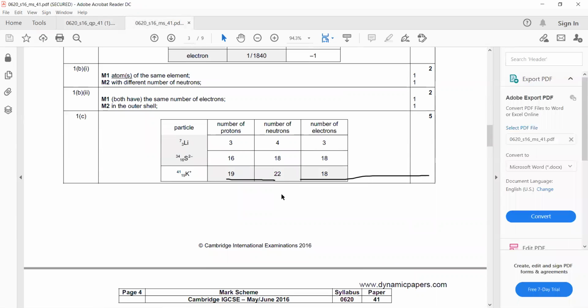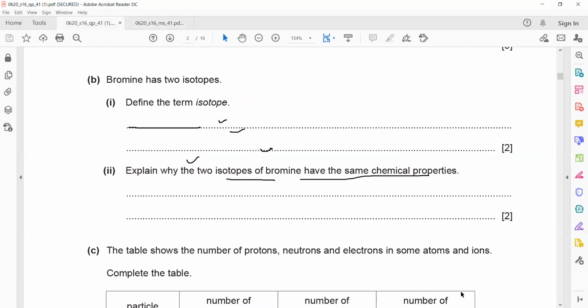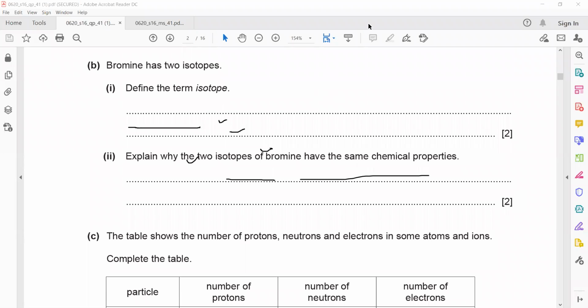So you can see here the distribution. The reason I'm showing you the answer key or marking scheme is not to memorize, just to understand the distribution of the marks. In the previous one, when you wrote the definition, you should mention atom of the same element. One mark is for atom of the same element and the second mark for different number of neutrons. And in this one, 2 marks: same number of electrons in the outer shell. So 1 mark is for number of electrons and the second mark is for the outer shell. Yes, you can mention valence shell as well.